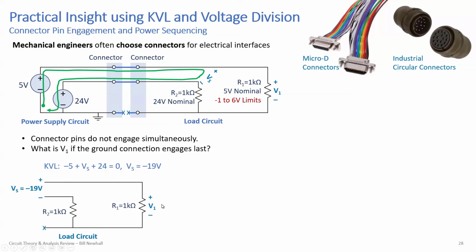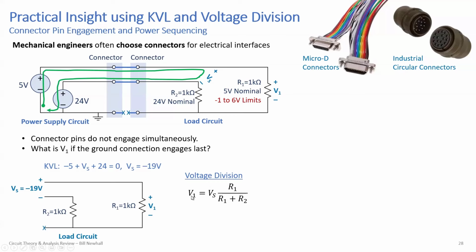By voltage division, we can figure out what is V1. Well, V1 is VS times R1 over R1 plus R2. So it's the voltage across those two series resistors, right? Those resistors are in series in this configuration. The same current flows through them. And so for series resistors, you can apply voltage division.